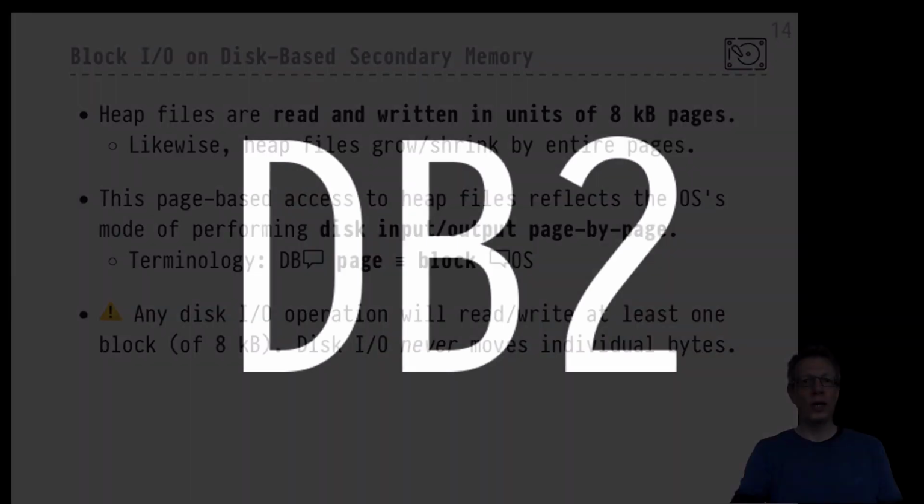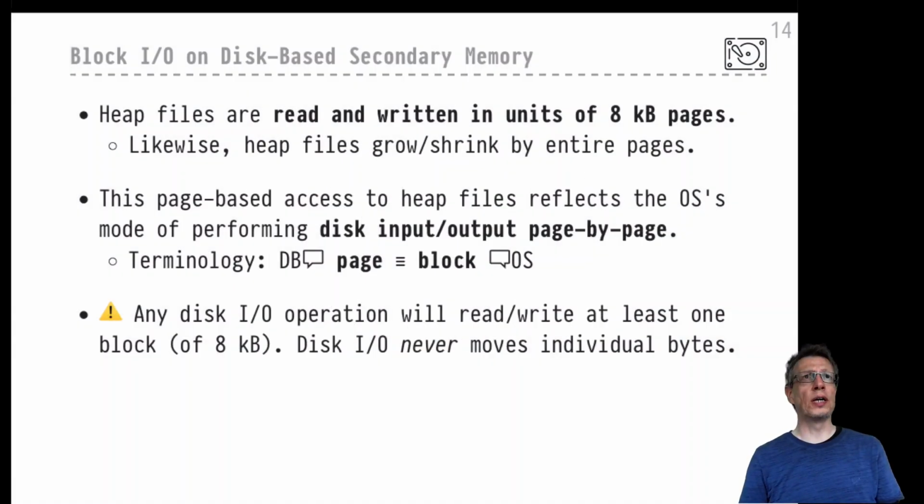Okay, so welcome back to our discussion of how the contents of relational tables are represented in operating system files in so-called heap files, and how these files are organized in units of 8 kilobyte blocks or 8 kilobyte pages. We said, and that's a very important takeaway of the last video, disk I/O always moves entire pages, never individual bytes. Let's focus a bit more on why that is the case and why it's actually essential.